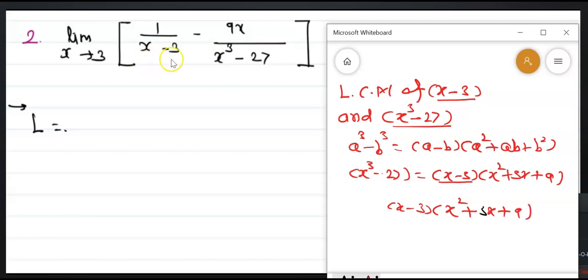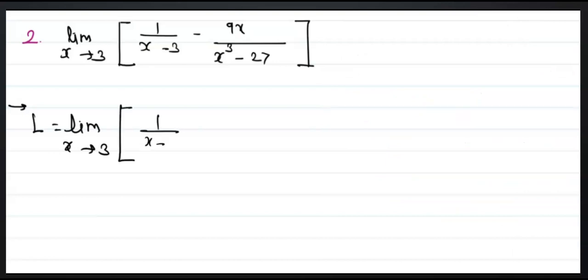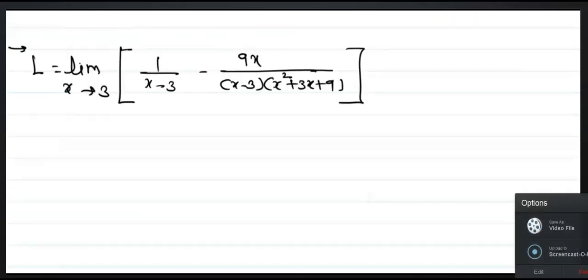For the first term, that is x minus 3, here we require one term, that is x square plus 3x plus 9. Therefore, we multiply the numerator and denominator by x square plus 3x plus 9, and then the denominators will be equal, and we will solve the examples. Now see how I have solved. Here we have factorized it: 1 upon x minus 3, minus 9x upon x minus 3 into x square plus 3x plus 9.